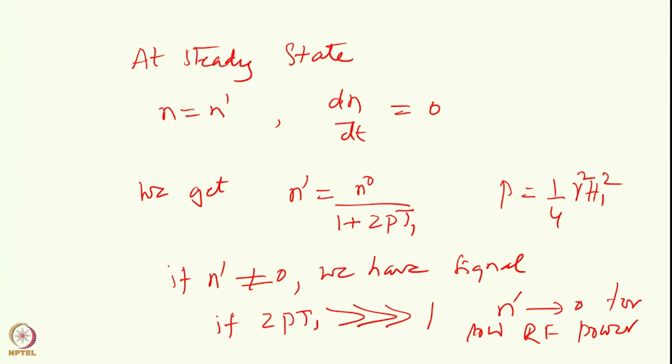And unfortunately Gorter chose a sample which had a very large, very long T1. So, with very low power he was actually saturating the signal, n dash was going to 0, therefore he could not see the signal at all. So, unfortunately he missed the Nobel Prize. So, I think we will stop here.